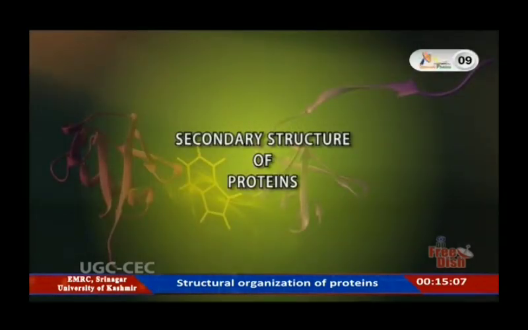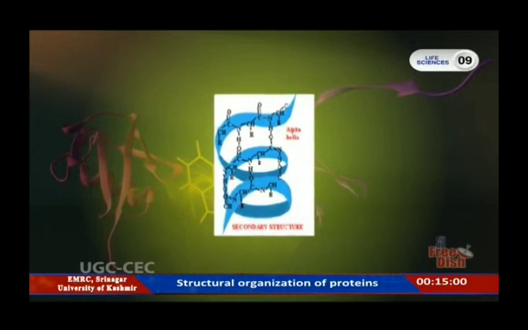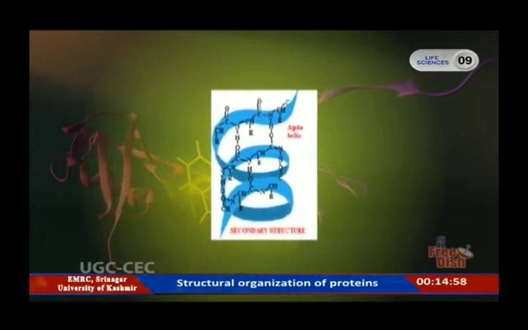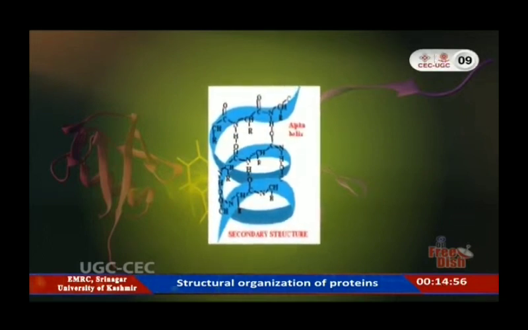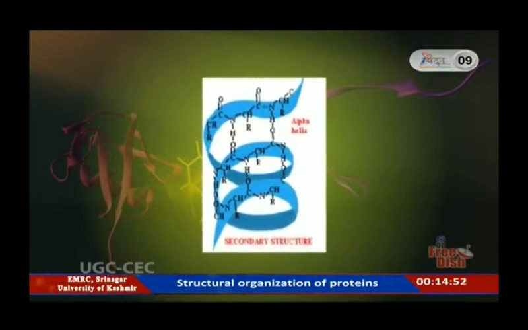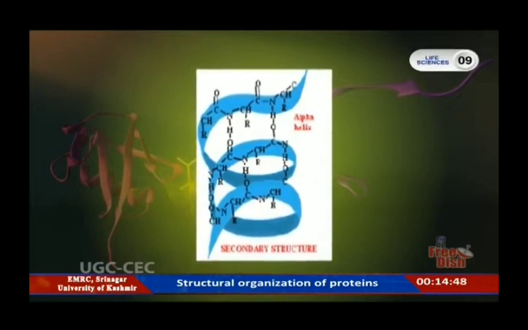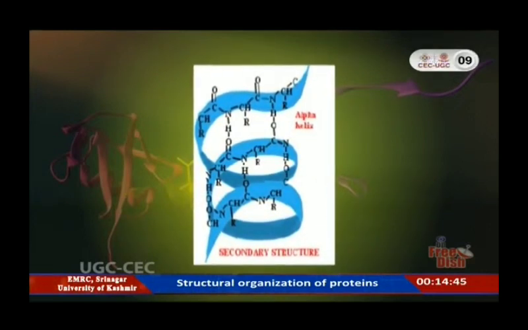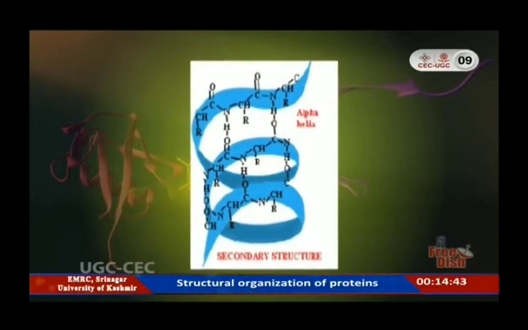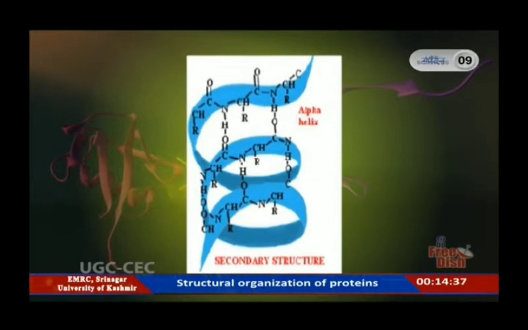Now, the secondary structure of proteins. The secondary structure of a protein, or second level of protein structure, deals with the common regular folding pattern of a polypeptide or protein. These structures mainly arise from hydrogen bonding between the electronegative oxygen atom of one peptide bond and the amide nitrogen of another peptide bond, either in the same or a different polypeptide chain.